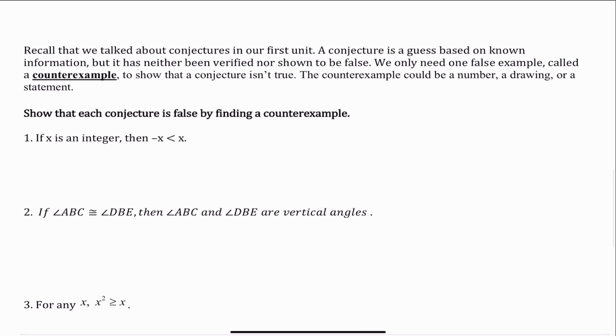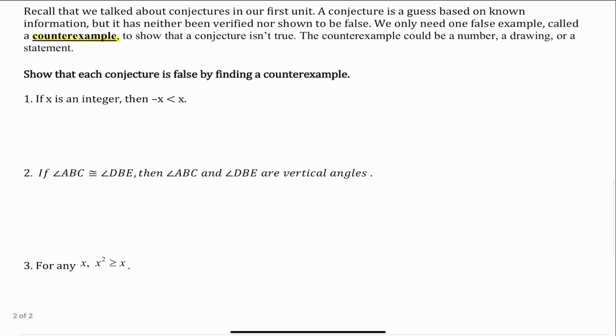Recall that we talked about conjectures in our first unit. A conjecture is a guess based on known information, but it has neither been verified nor shown to be false. We only need one false example, called a counterexample, to show that a conjecture isn't true. The counterexample could be a number, a drawing, or a statement. Show that each conjecture is false by finding a counterexample. Number one, if x is an integer, then negative x is less than x.